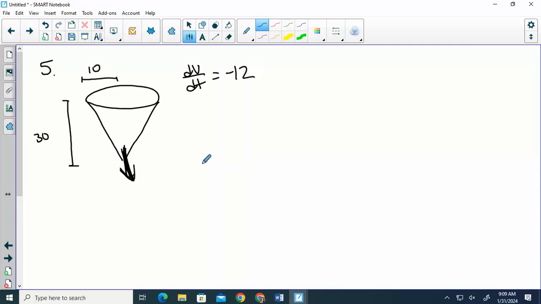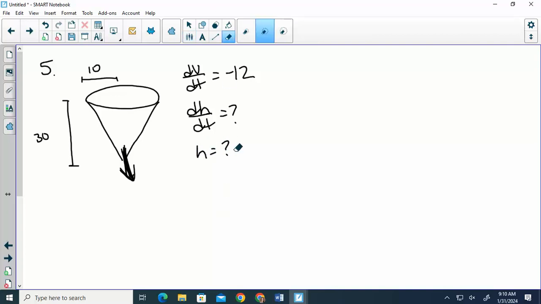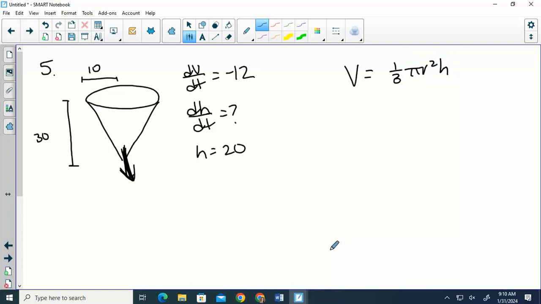At what rate is the height decreasing? So I'm looking for how the height is changing, at the instant when the liquid is 20 centimeters deep. So the 20 is my height. Okay. If we're talking about volume, this would be a formula I would give you: 1/3 pi r squared h. What is the problem if I try to do this derivative right now? The r. Did I give you any information about the dr/dt? I didn't tell you what it is, and it's not the one I'm trying to find. So I really don't want it there.